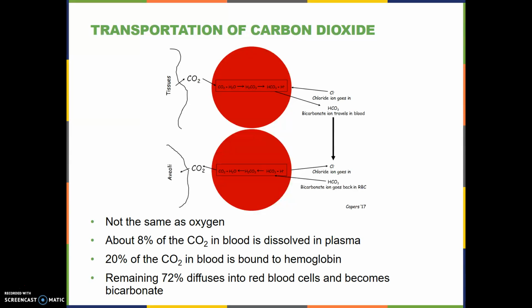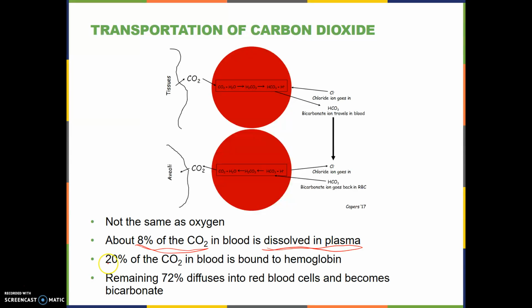Okay, we talked about oxygen being transported on hemoglobin. Carbon dioxide is transported three different ways. About 8% is actually dissolved in the plasma. Not much, because carbon dioxide dissolved in a fluid is carbonation, like in our drinks or in seltzer water. So we don't want that in our blood plasma, and there's not a whole lot of carbon dioxide dissolved in our plasma.